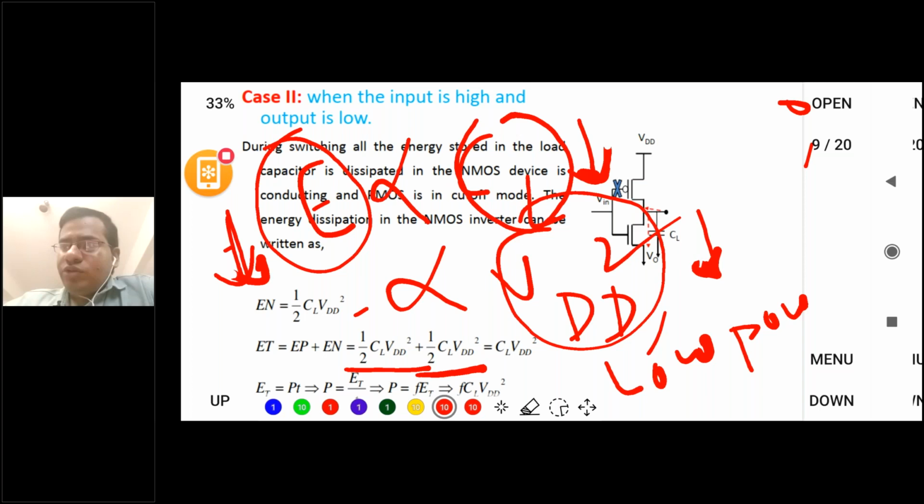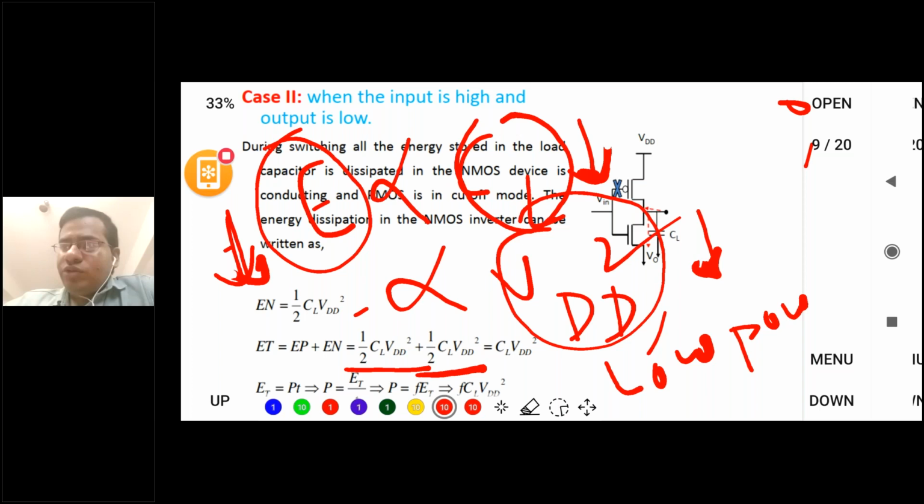If your CL value is high and your VDD value is high, then your circuit is consuming more power. That means you have not controlled anything. Your circuit has high power dissipation. But this is not our objective. Our objective is low power. We design the circuit in terms of low power.